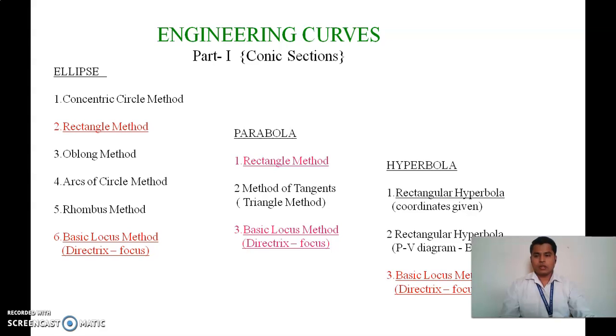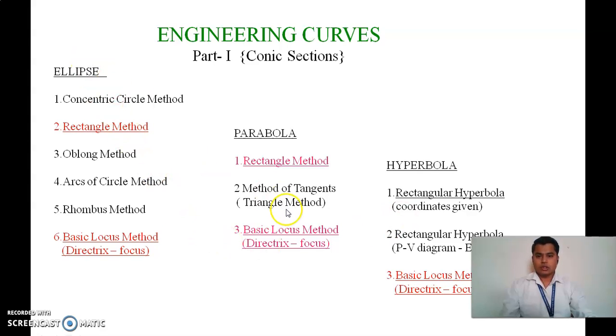Okay, and their subtypes are also there: concentric circle method, rectangle method, oblong method, arcs of circle, rhombus, and directrix focus for ellipse. Then for parabola, rectangle method, method of tangent, then basic locus method. For hyperbola also there are rectangle method, rectangular hyperbola with the PV diagram, and then the basic locus method, that is the directrix focus method.